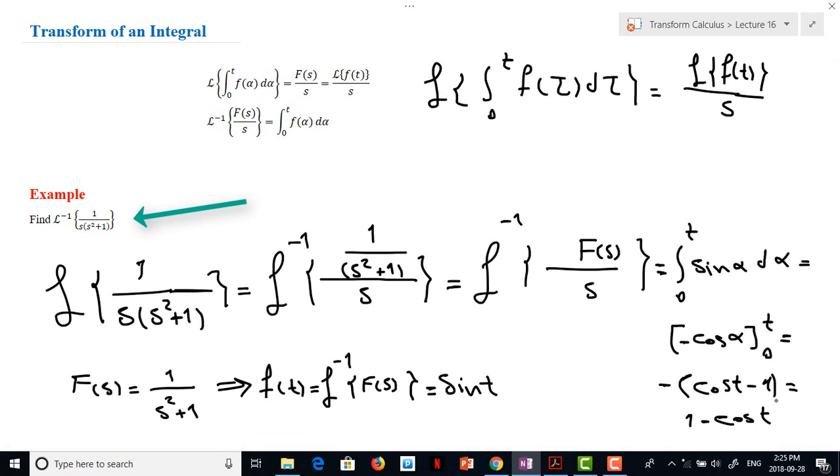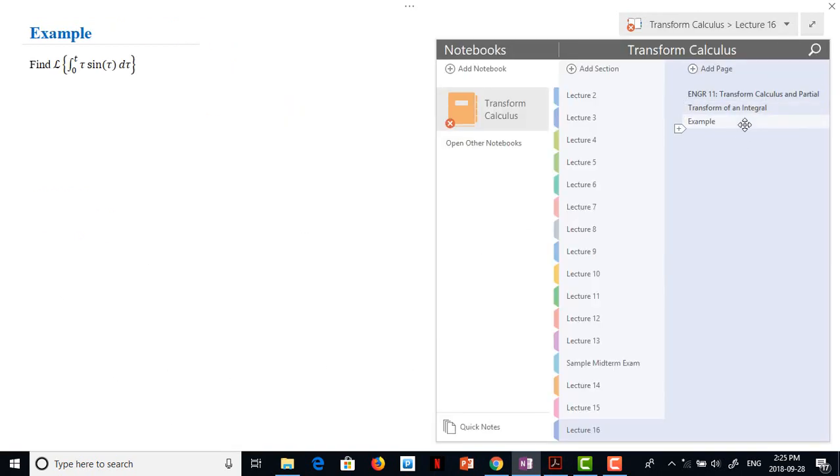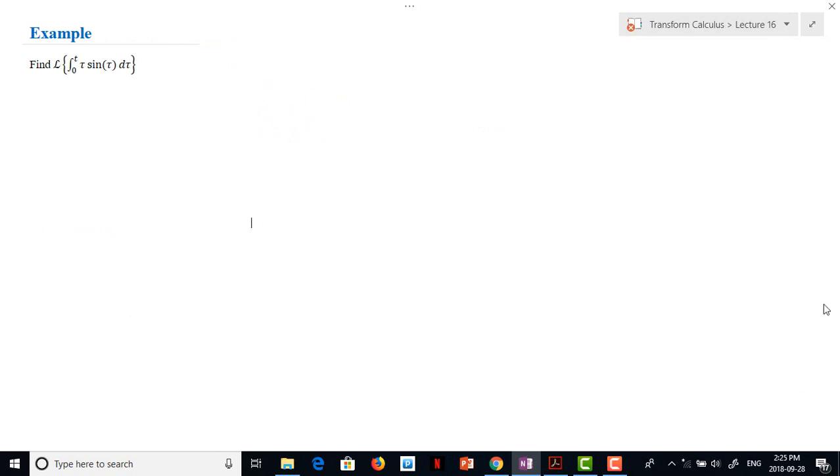But in this problem, you can use partial fraction decomposition to solve the problem. But I wanted to use the transform of an integral. So let's go through the next example.